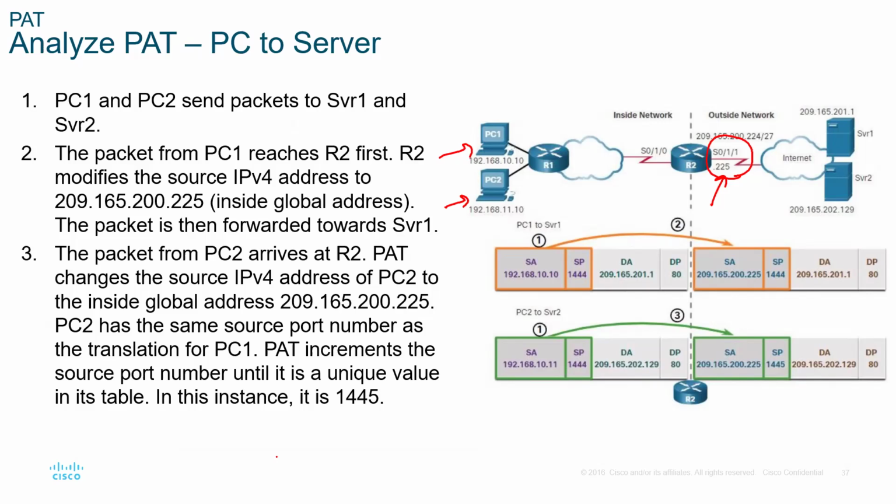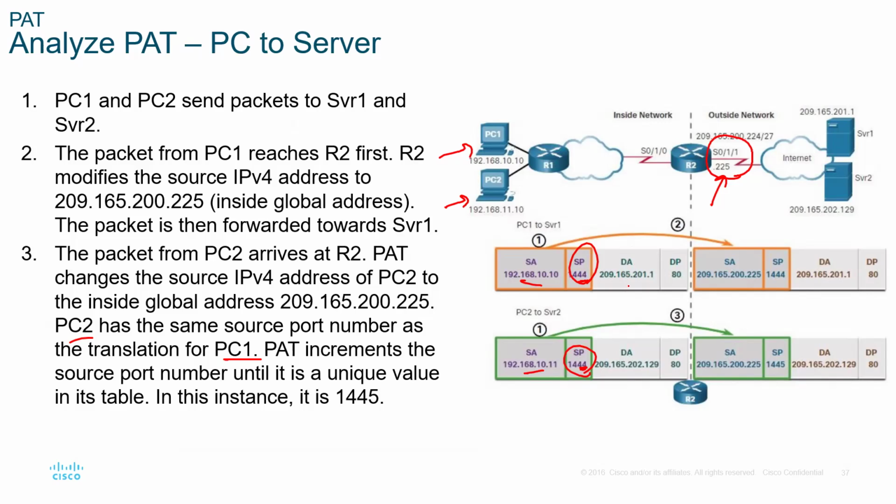PC2 has the same source port number as PC1. If two PCs have the same source port number, what happens? We use the next port number. I think that is what we have here. So this is our source and source. Our port numbers here are the same.